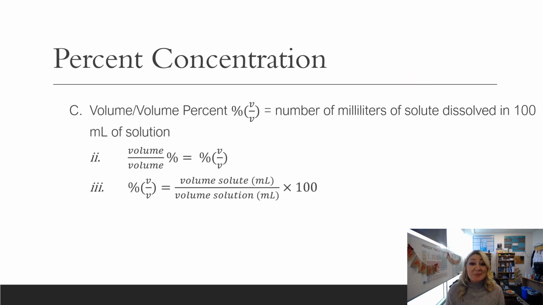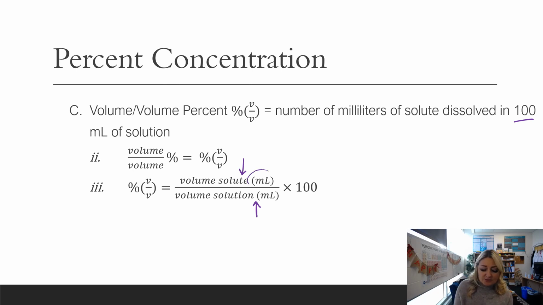Our next type of percent concentration problem is going to be a percent volume by volume. So this is where we're taking a liquid and we are adding that liquid solute into 100 milliliters of solution. So we're creating a solution, but this time instead of a solid or grams, we're using a liquid. Same calculation. We're going to take the volume of our solute and the volume of our solution, times it by 100. If you're not given an amount for your solution, assume it to be 100 milliliters.